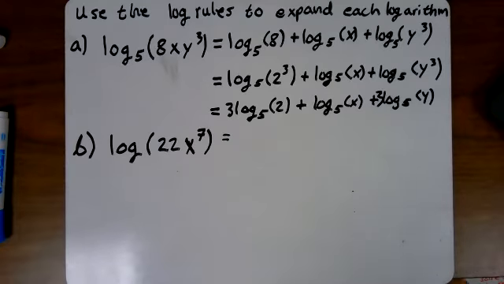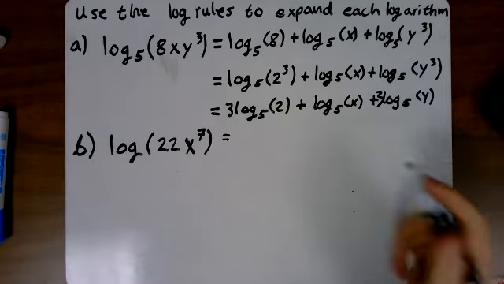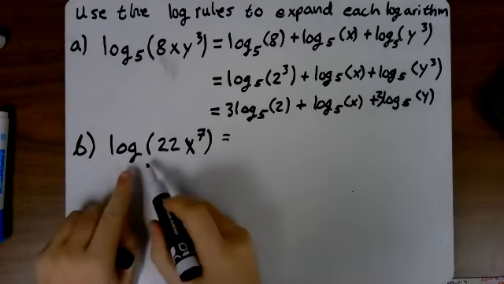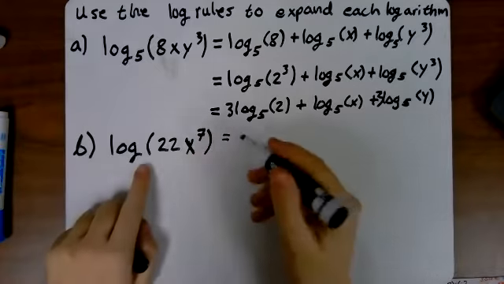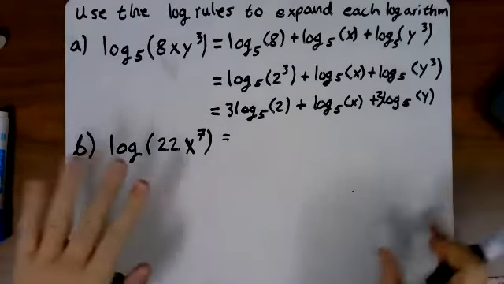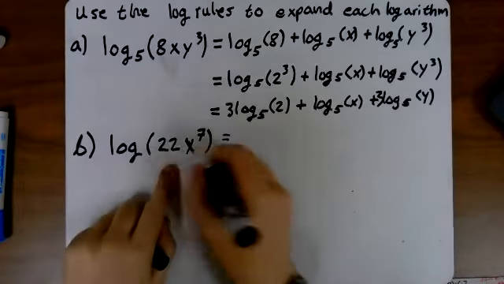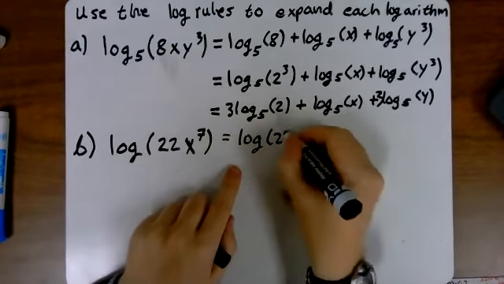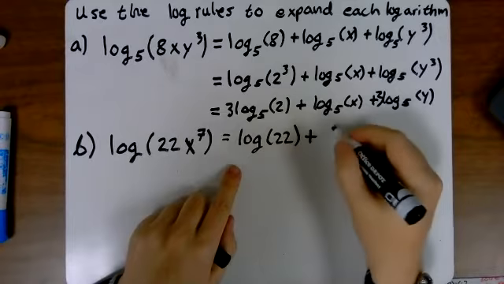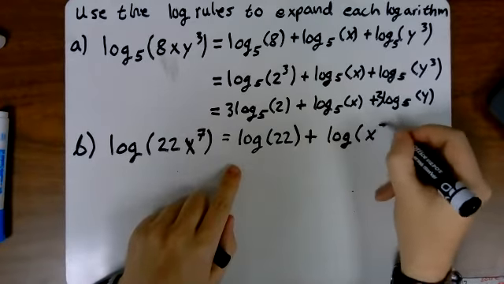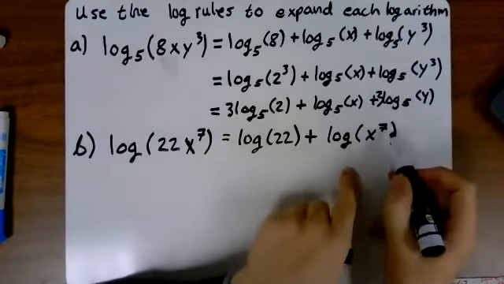That is correct, Linfred. Now, I know that you put the base there. You wrote log base 10, but that's not really necessary. Common logarithms, you can just leave the base unwritten. When the base is 10, you don't need to write the base. So this is split up into a product, log base 10 of 22 plus log base 10 of x to the 7th. Then we can use the product rule.